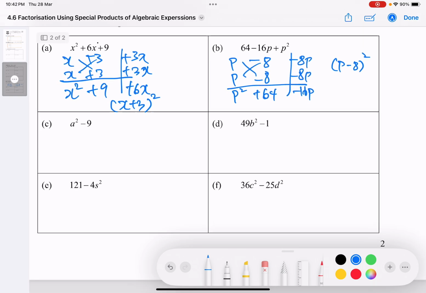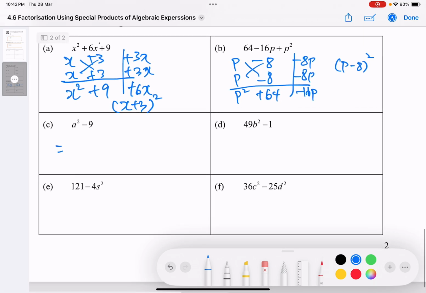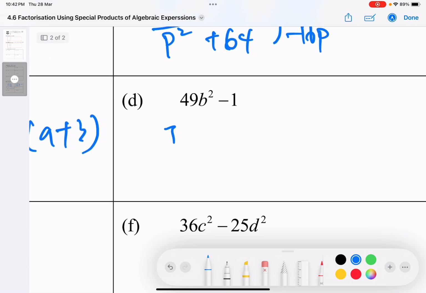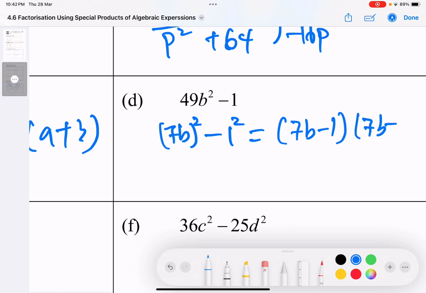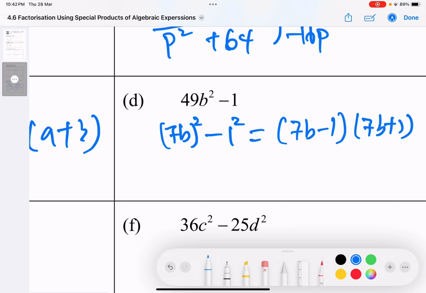The rest of the following is just making use of the perfect squares. A squared minus 3 squared. This is of the form a minus b, a plus b. Likewise for part D, 49 can be written as 7, the whole thing squared, minus 1 squared. So it's 7b minus 1, 7b plus 1.